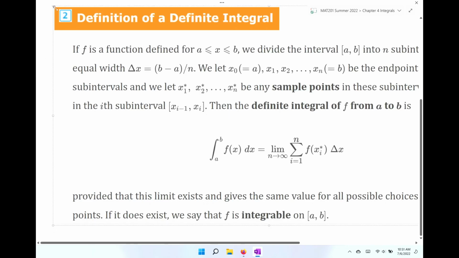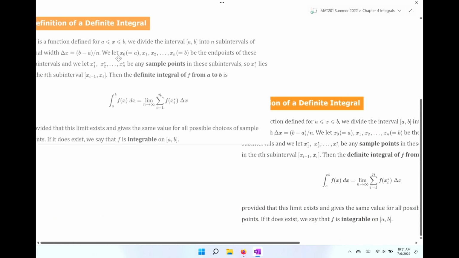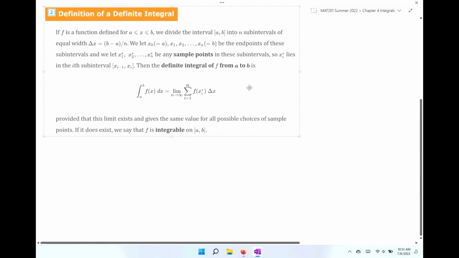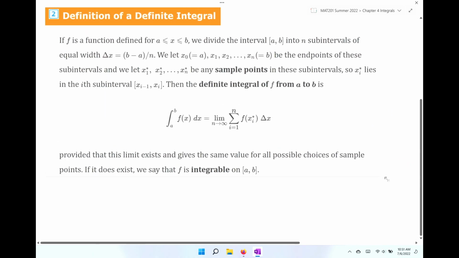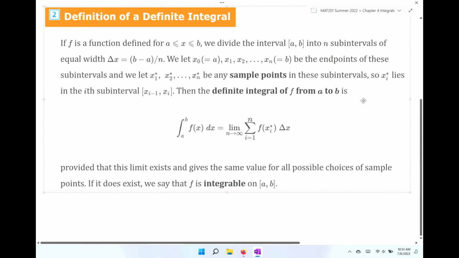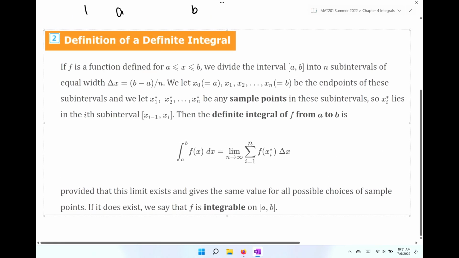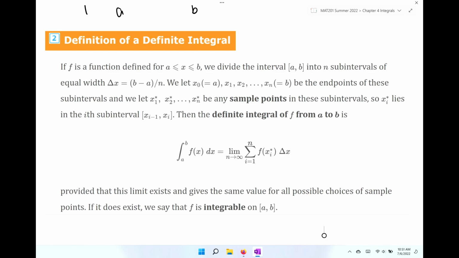Oh boy, bigger than I thought. There we go. All right, so here's our definition of the definite integral. Now, I'm going to go ahead and read it real quick, and then I'm going to start to dissect everything here so you can see where everything's coming from.